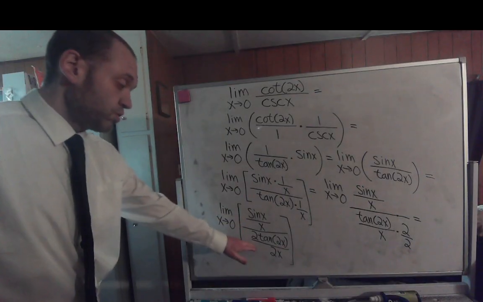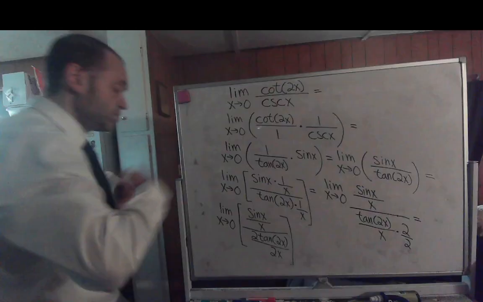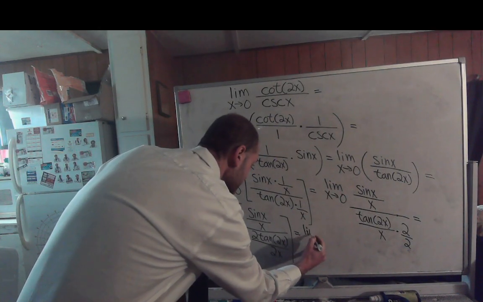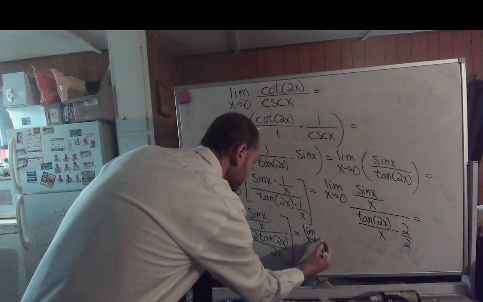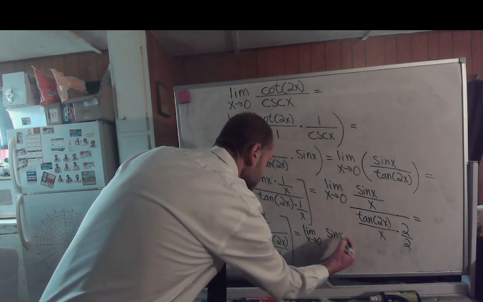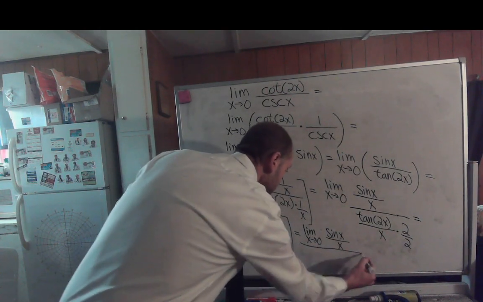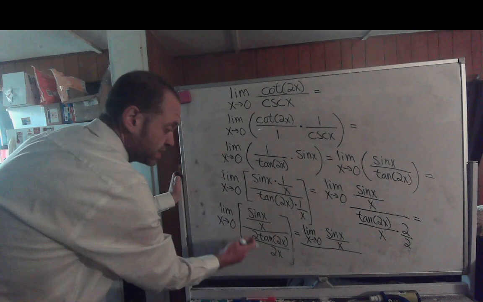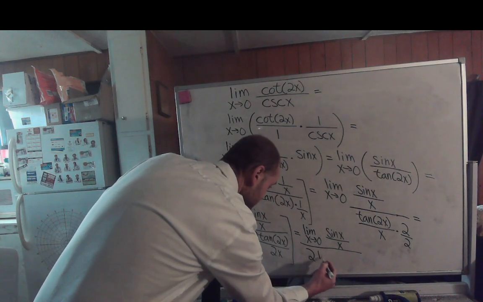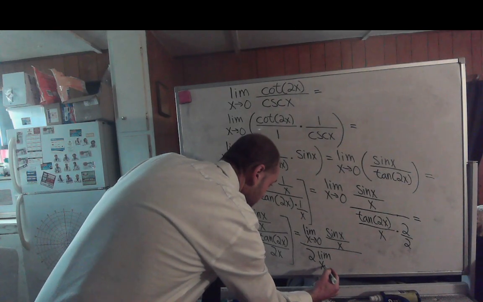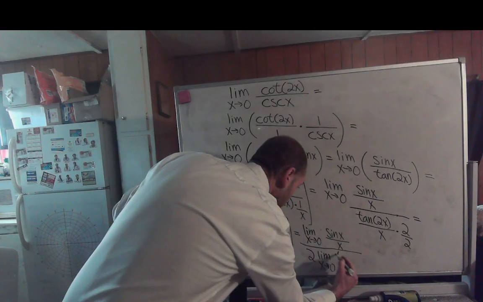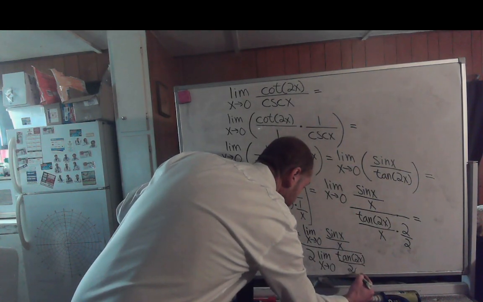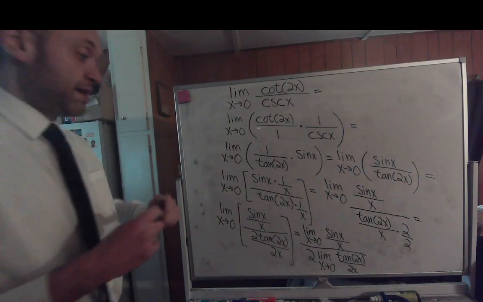We can now apply the quotient rule for these limits, and why don't we go ahead and do that? So this would turn into the limit as x approaches 0 of the sine of x all over x divided by, we can take the limit as x approaches 0 of the denominator. Let's move that 2 out front, so that'd be divided by 2 times the limit as x approaches 0 of the tangent of 2x all over 2x. Now we have the limits.